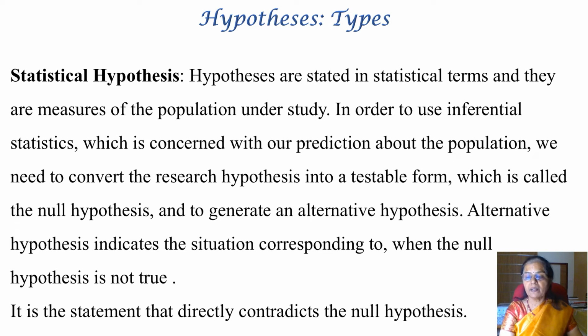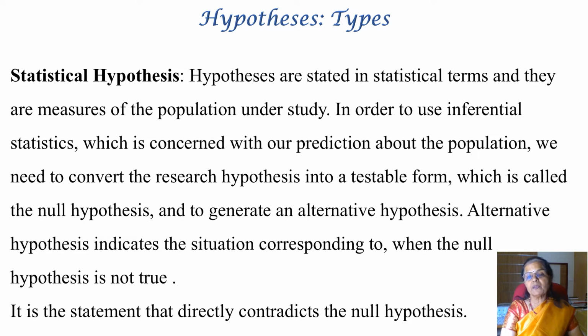Null means nothing, zero. So null hypothesis always says there is no difference, or no relationship, zero relationship. So that is null hypothesis. And whatever difference we find, the null hypothesis says, it is purely by chance or by sampling error. It is not statistically significant to consider to be a true difference. Even if you find a little bit of difference, it is not true. It is only due to sampling error, or due to chance.